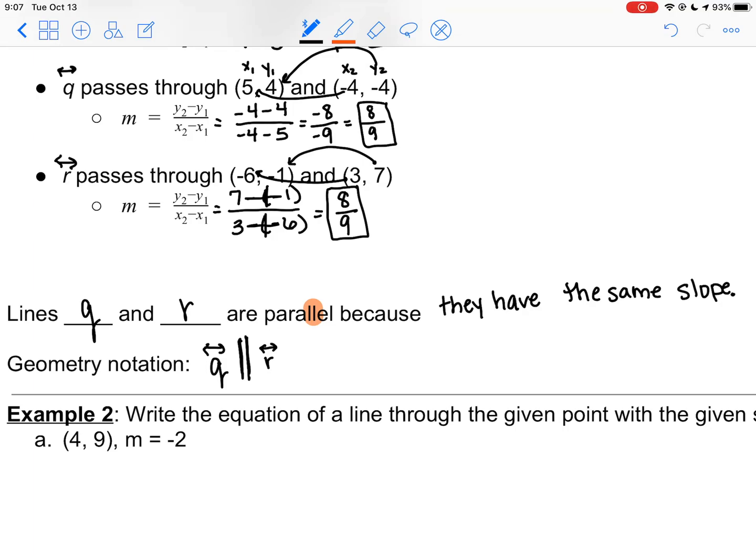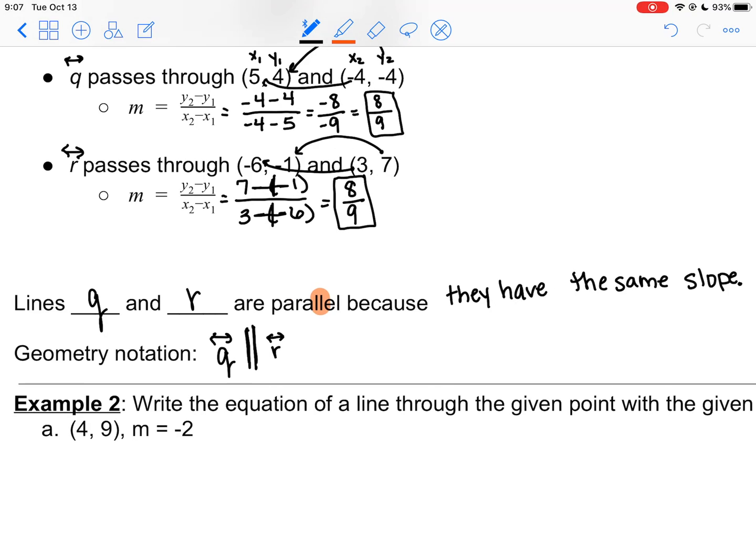There is a key on your keyboard that can do a vertical line like that. That's with your backslash, I believe. So you would just do two of those to say that something is parallel. Whenever we're looking at parallel lines, we're always looking at having the same slope.